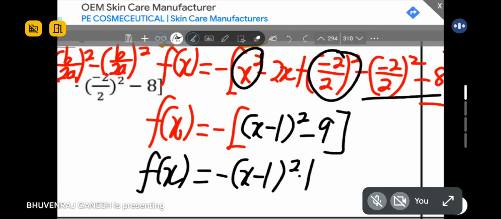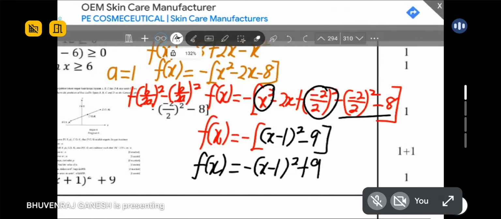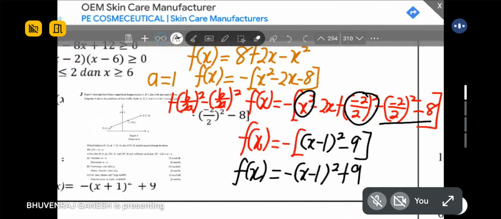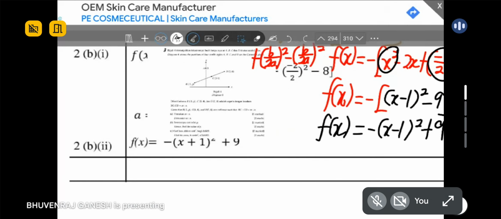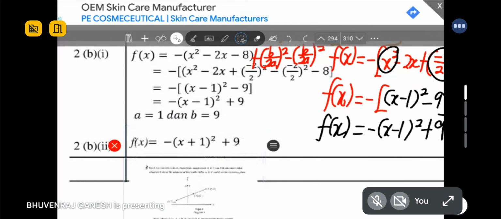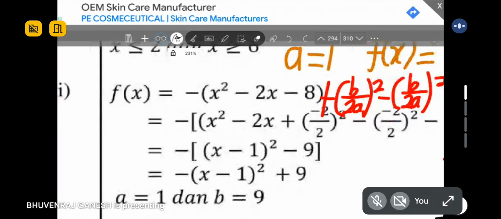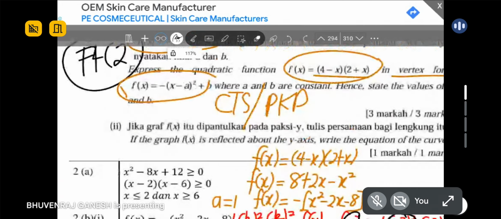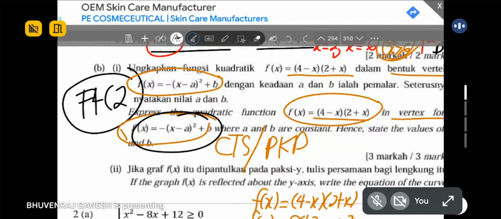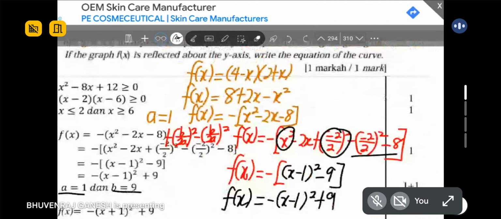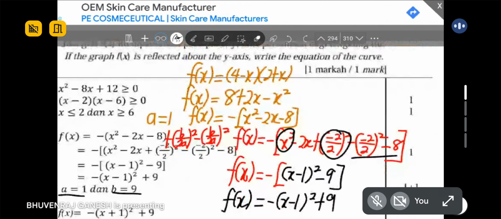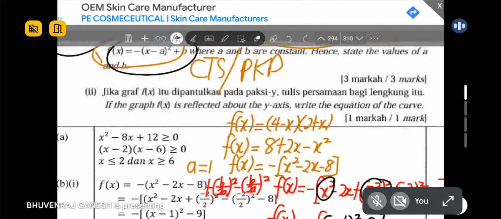So this is your vertex form, guys. Ini adalah bentuk vertex. Faham? Understand the concept? So this is how you answer the question. Can you see, guys? This is your answer. So that means your a value is 1, b value is 9. You just compare with this equation. Bandingkan saja. So you see a is 1, b is 9. Understand, guys?